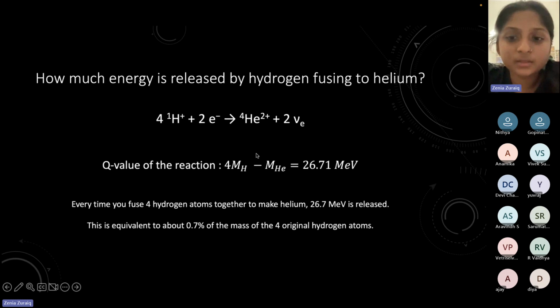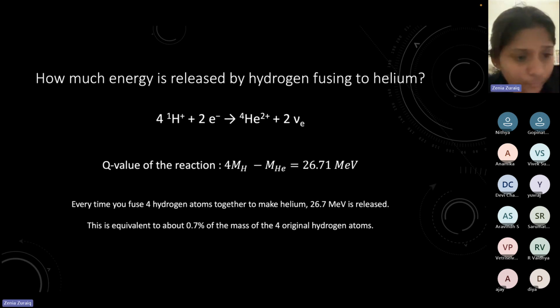So then you can find what is the Q value of this reaction, and we know that the Q value should be positive, because a positive Q value represents an exothermic reaction. And as I explained before, we require these reactions to be exothermic, because otherwise we will not attain hydrostatic equilibrium. The star will not be stabilized against gravity.